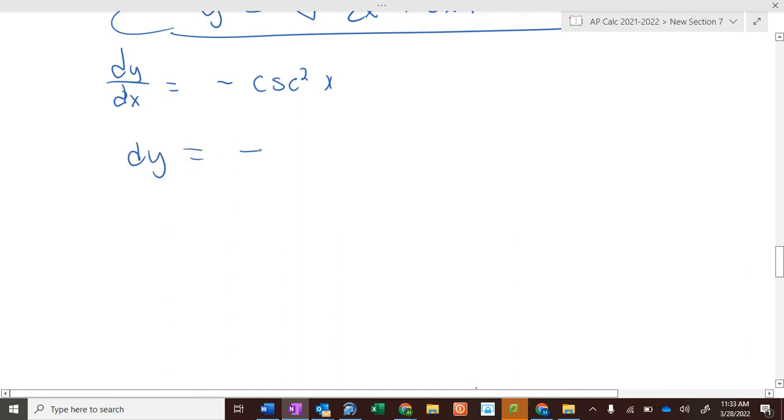Cosecant squared is one of the laws. That should be it. It's not tangent. It's cotangent.